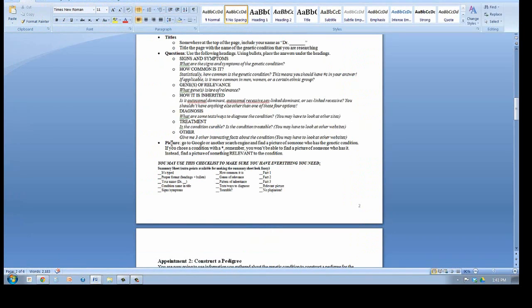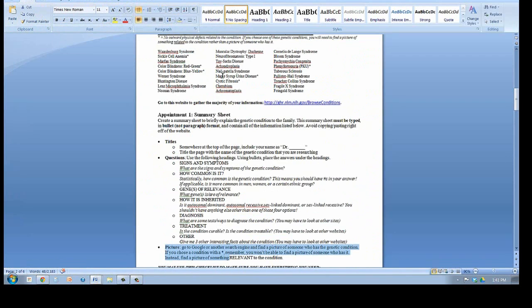So go to Google or whatever you choose, whatever search engine you like. Search for a picture. All of these that I picked, besides the one with the stars, are pretty physically disfiguring. So you're going to see some pretty big changes in what people look like if they have these. The ones with the stars don't have a physical change to them. The changes are all more internal.